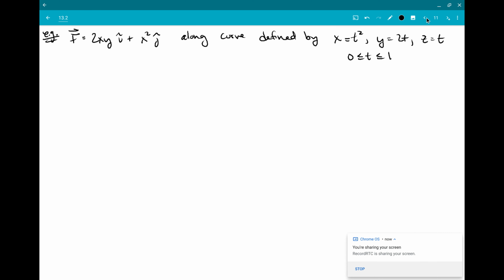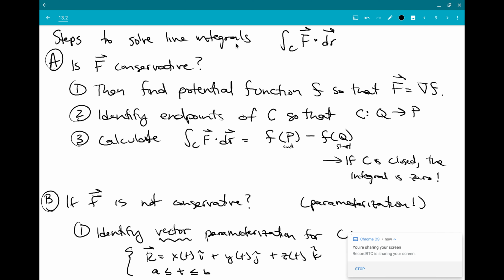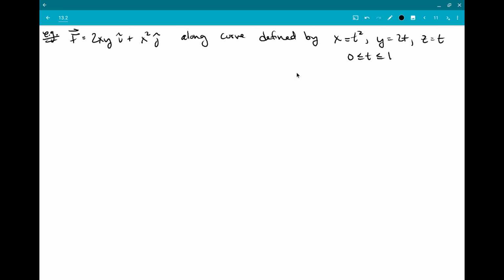Right, we're covering a lot of material, so we're running a little short on time. So I'm going to take both the cases for line integrals, and we're actually going to do them for the same problem. So here's an example where I've been asked to compute the line integral for f equal to 2xy i hat plus x squared j hat. I want to find the line integral along this parameterized curve I've been given.